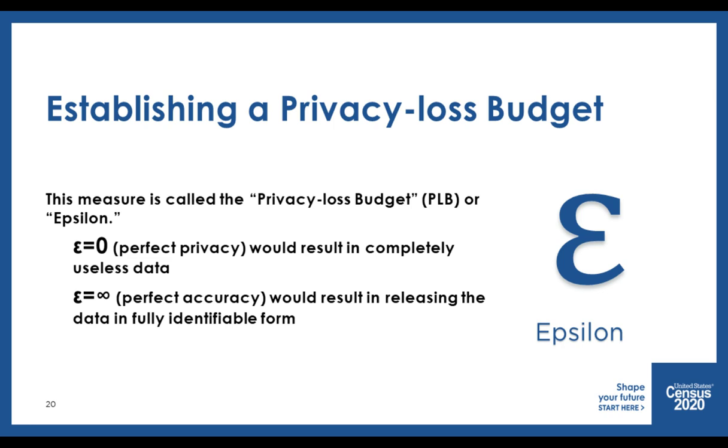That said, once you identify that point on the spectrum where the data are both accurate enough and sufficiently protected, that point becomes known as your privacy loss budget. And you'll see this represented by the Greek letter epsilon quite frequently.